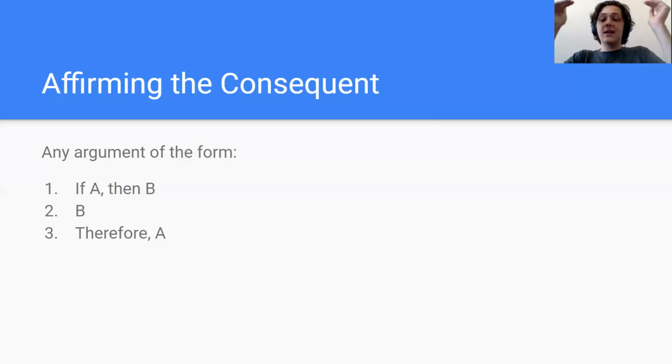So you have a conditional, if A, then B. If I tell the truth about everything, then I offend people. And then the second premise, B, is the right side of the conditional, the then statement, not the if statement. So B: I am offending people. And then you conclude A, the if clause of the conditional. A: I must be telling the truth all the time about everything. And that's a fallacious argument.